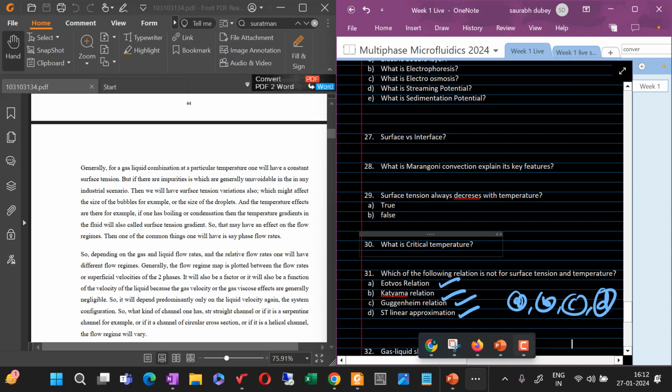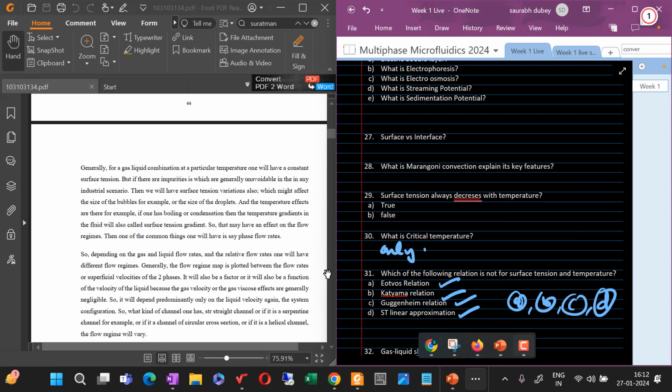At the critical temperature, you know that the surface tension is zero. What is the critical temperature? Just for the sake of your information, I kept it. Critical temperature is that temperature at which only the vapor phase exists, and no three phases exist together, whereas at the triple point temperature three phases exist. In the critical temperature only the vapor phase exists.